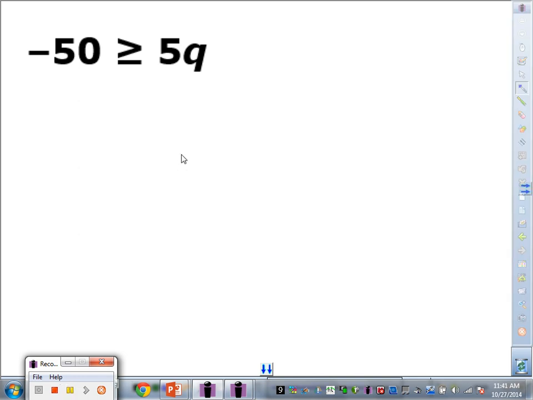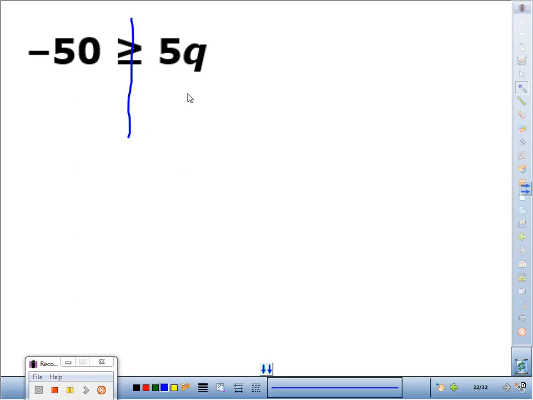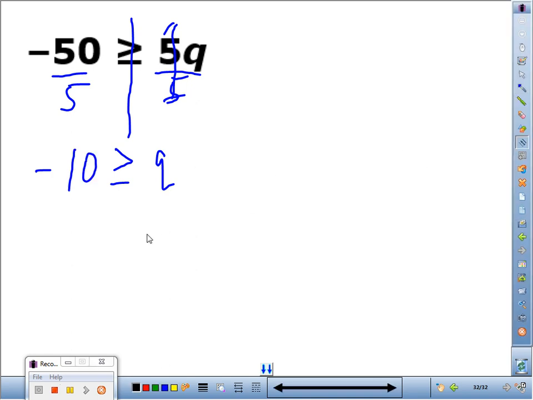All right, here we go. So line down the inequality symbol, and here to isolate the variable, I divide by 5. Divide by 5. This becomes q less than or equal to, and here we got negative 10. Hands up if you got that. Okay, let's see the graph. The graph should look something like this.